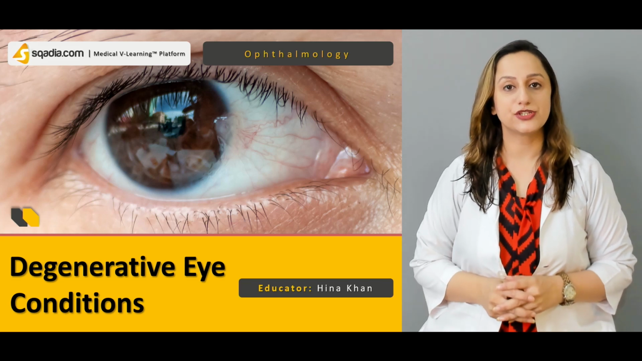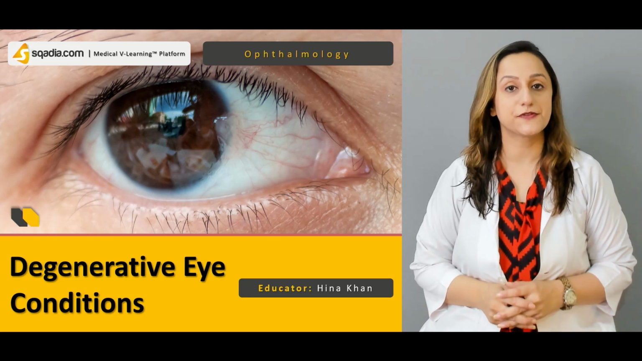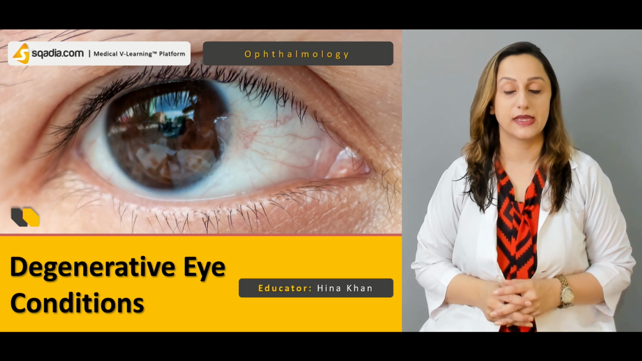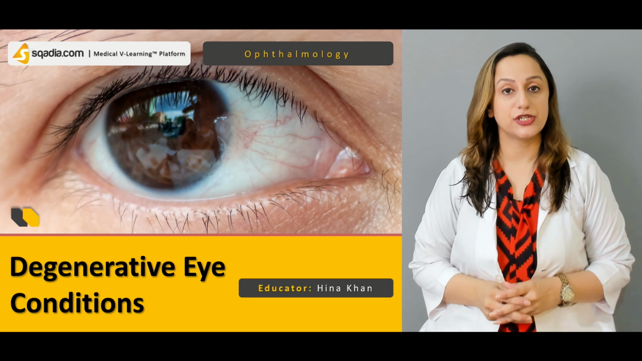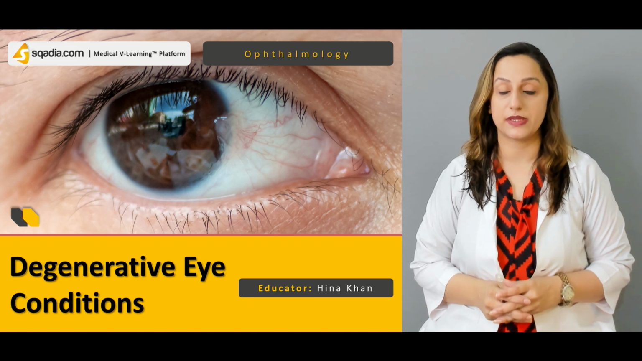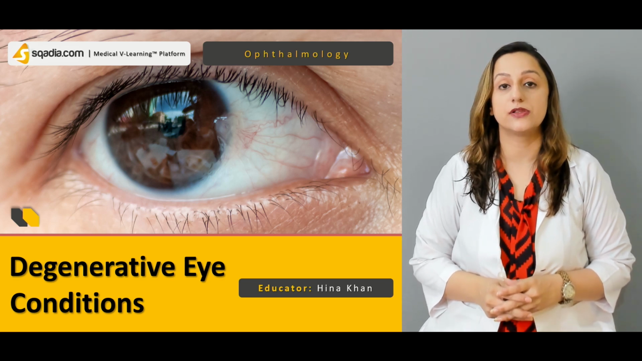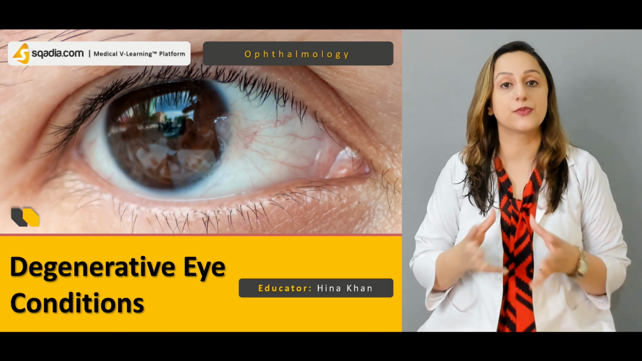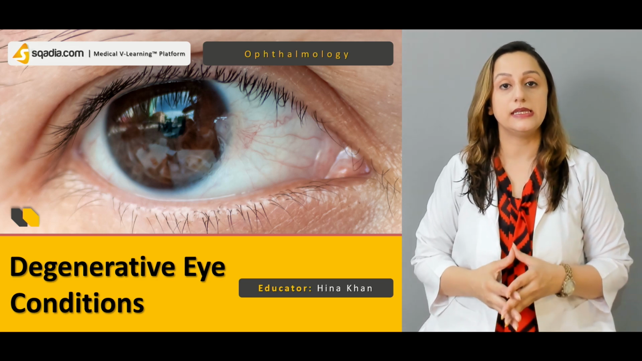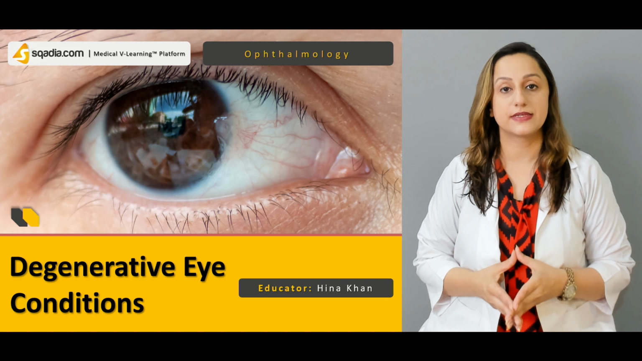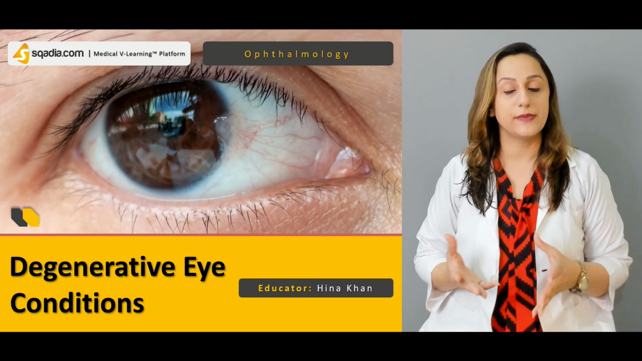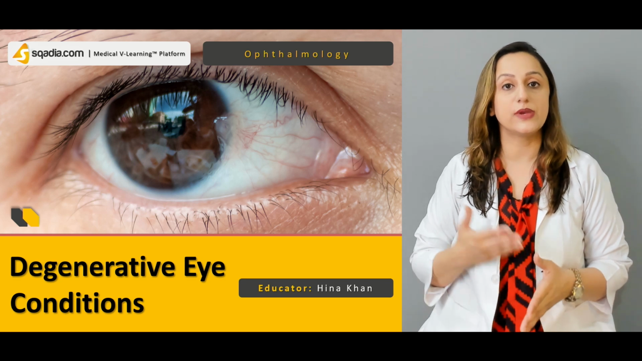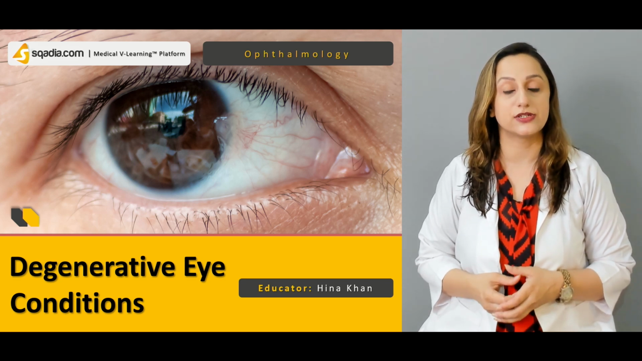The list of conditions relating to the degenerative conditions of the conjunctiva is quite long. Basically, we talk about the degenerations at the level of the epithelium, or it can be at the level of the substantia propria, or even the smooth muscle layer that is present at the base. So whatever the layer may be, we are basically relating to the degenerations that are taking place.